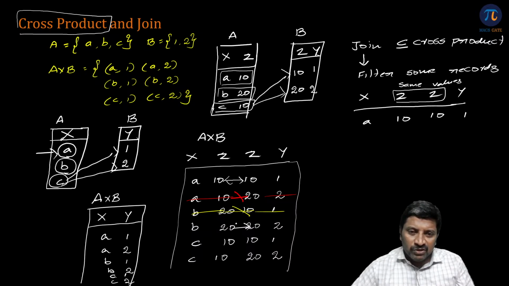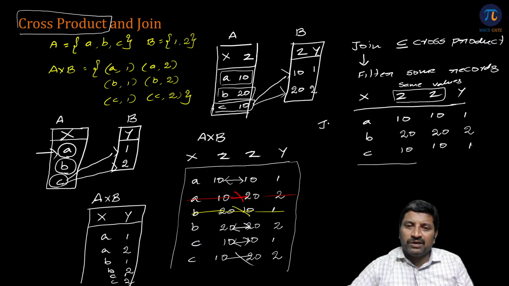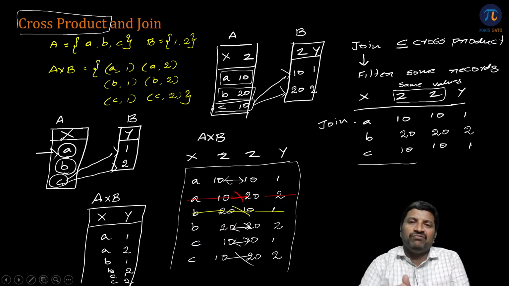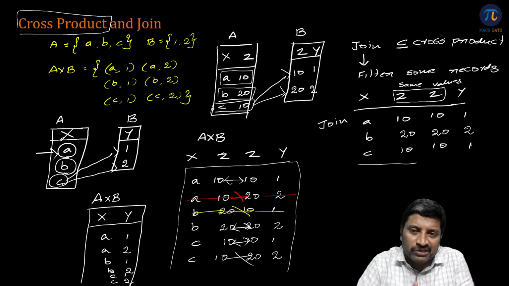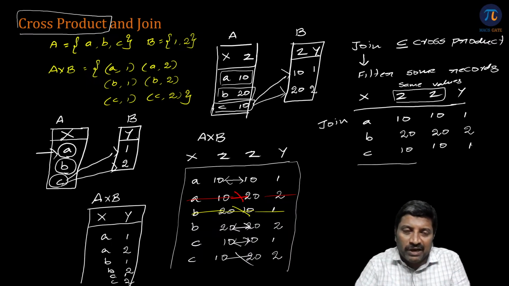What about the next one? 20, 20. They are same. So I will write 20, 22. What about the last one? These two are same. So we can write C 10, 10, 1. Can we write the last one, sir? No, these are not equal. So we don't write it. So these are the records of join. So join will filter some records in cross product. What will it filter, sir? It doesn't consider the records in which the common attributes don't have same values. Hope you understood it. This is about the cross product and join.